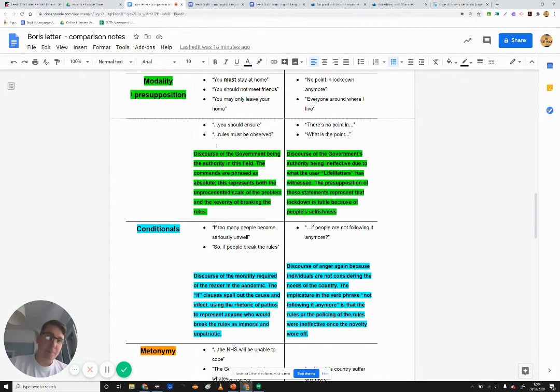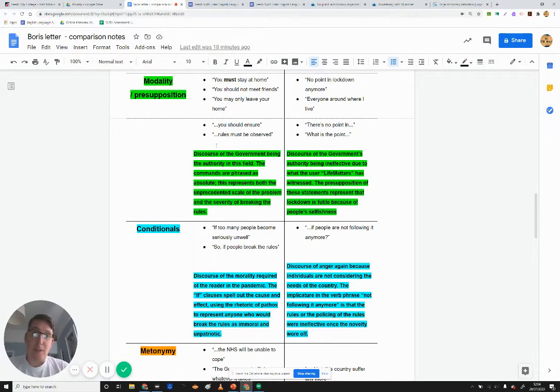So in text A, by using this modality and this amount of modal verbs, there's a discourse of the government being the authority. They are the absolute authority in this field. They're in charge. The commands are phrased as absolute. This represents the unprecedented scale of the problem and the severity of breaking the rules. So it makes it really clear you have to follow these rules.